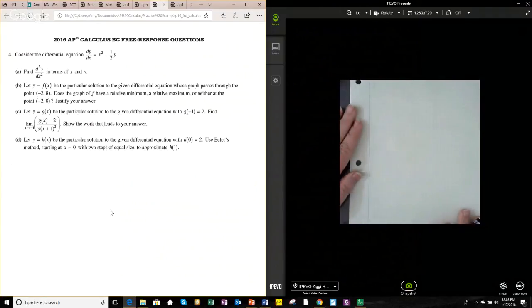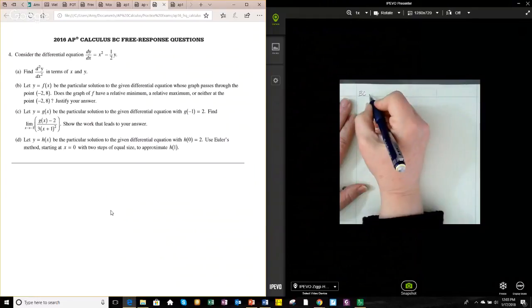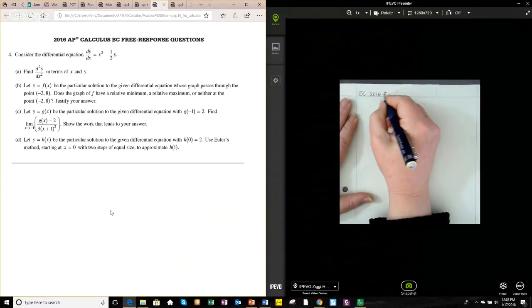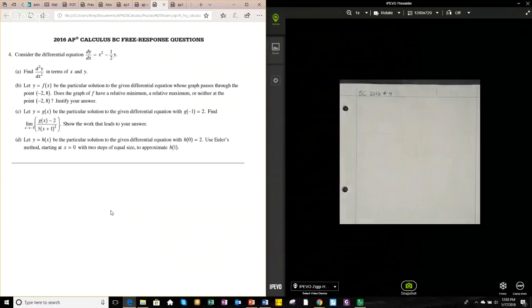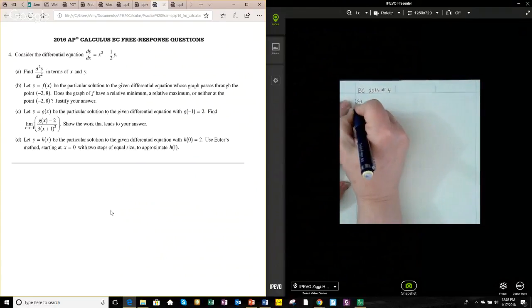So this is going to be BC 2016 number 4, free response number 4. All right, so the question says find the second derivative in terms of x and y. So this would be part A.